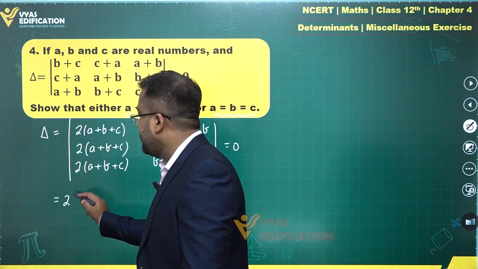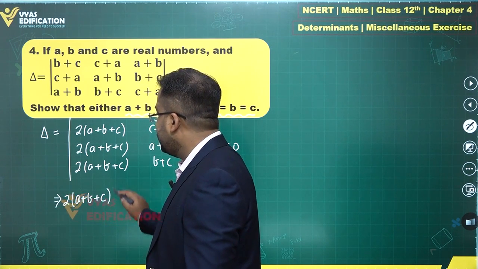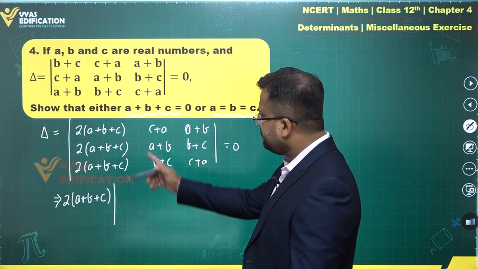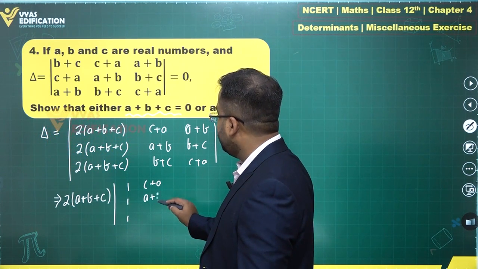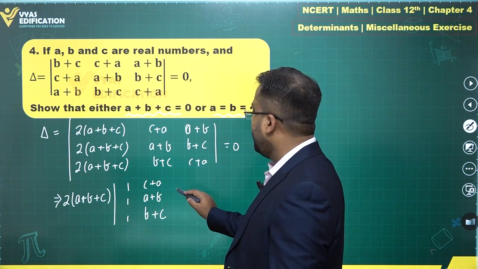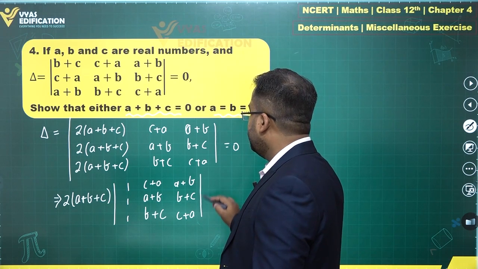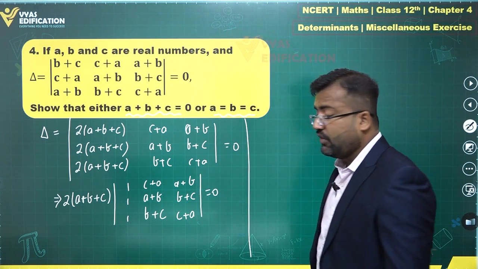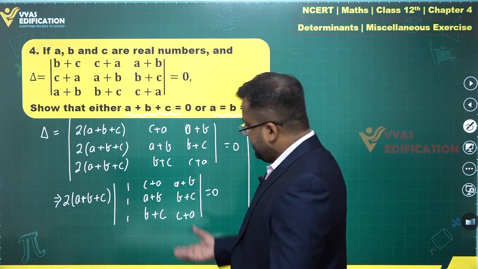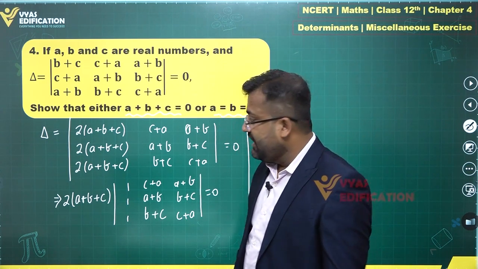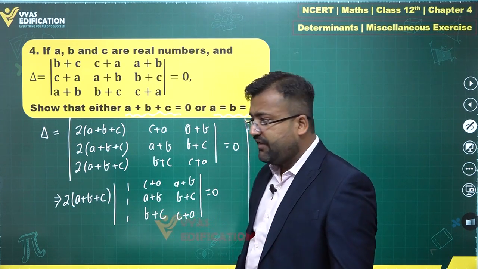Let's continue further. 2 times A plus B plus C. This particular thing implies this times you have a determinant 1, 1, 1, C plus A, A plus B, B plus C, and you have A plus B, B plus C, C plus A is equal to 0. Okay, life has become slightly simpler, but it is not simple enough. We are supposed to evaluate this factor as well. So where does that take us? We'll have to create some zeros over here.